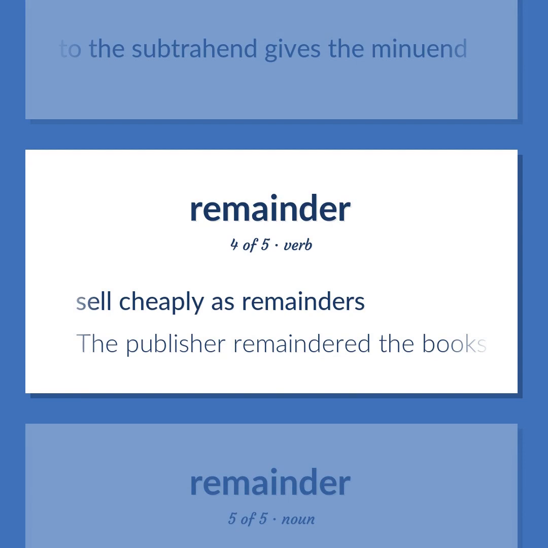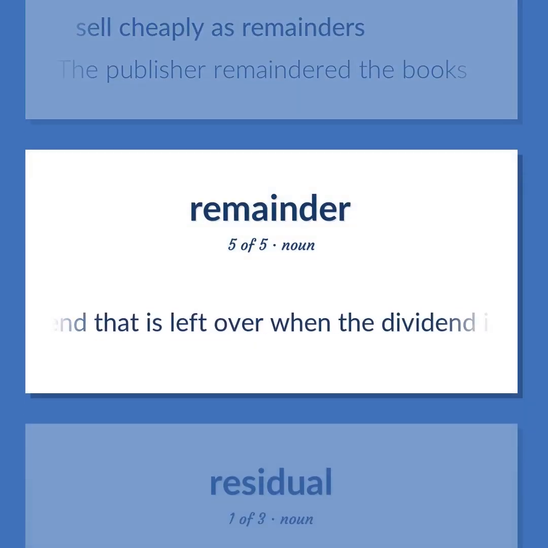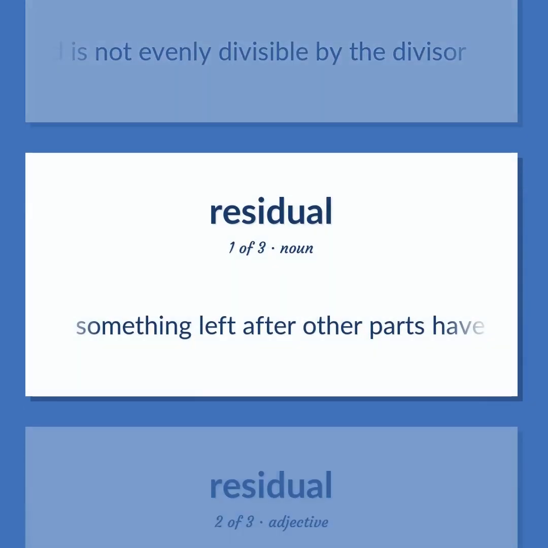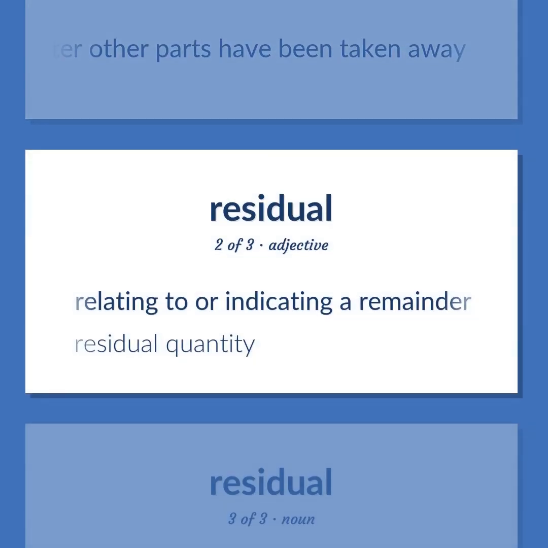Sell cheaply as remainders. The publisher remaindered the books. The part of the dividend that is left over when the dividend is not evenly divisible by the divisor. Something left after other parts have been taken away. Relating to or indicating a remainder. Residual quantity.